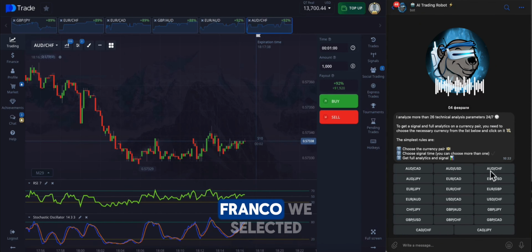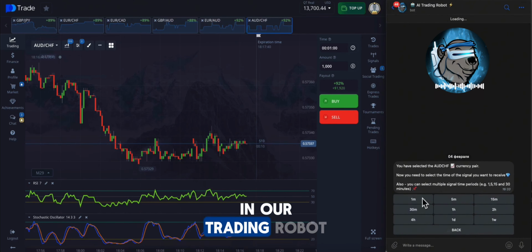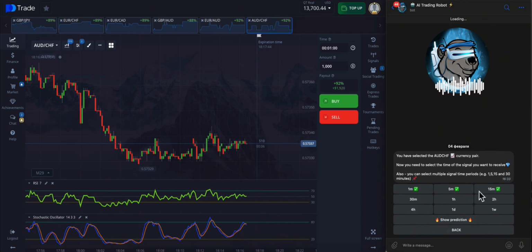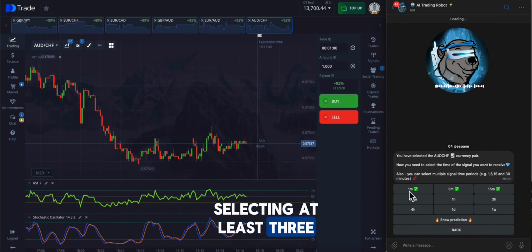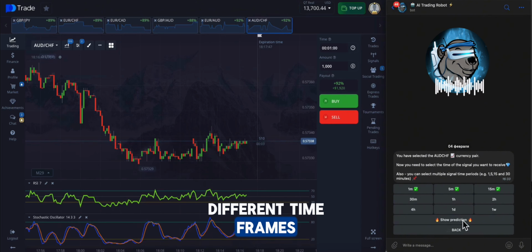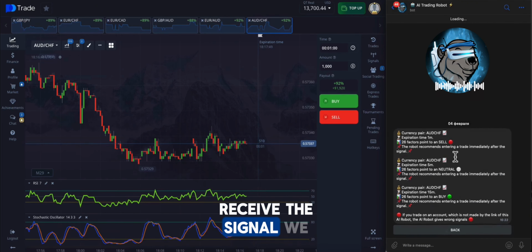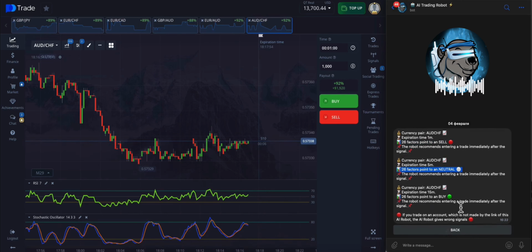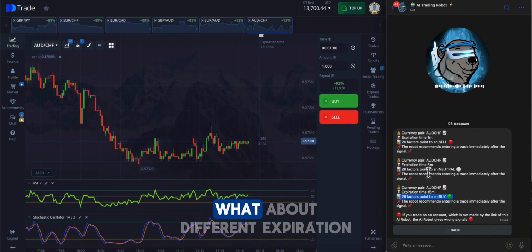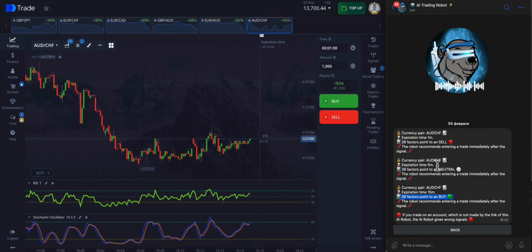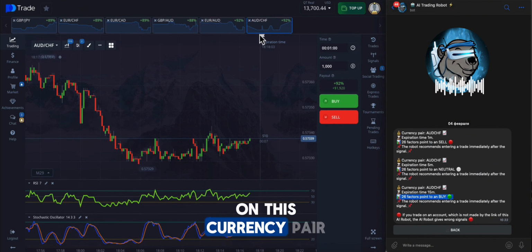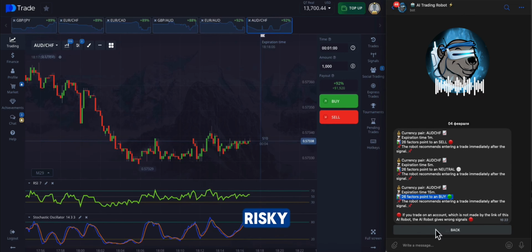Australian dollar and Swiss franc. We selected in our trading robot. We choose the signal times. I recommend selecting at least 3 different time frames. Receive the signal. We see that there is a sell, a neutral value, and a buy. What does this mean? What about different expiration times? Different situation. Therefore, we will not trade on this currency pair because it would be risky.